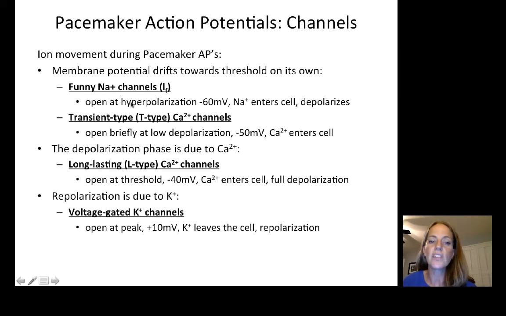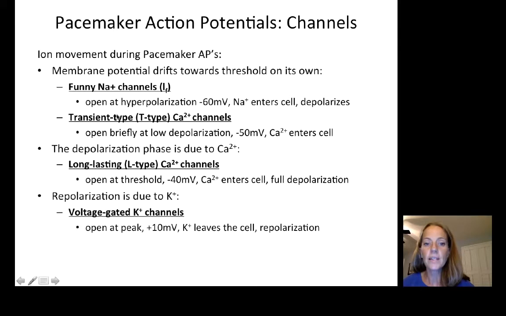So these are voltage-gated, spontaneously opening channels that open at minus 60. When they open at minus 60, they are sodium channels, so sodium is going to enter the cell, just like it would in a neuron. So you have the same sodium-potassium imbalance in cardiac intrinsic conduction system cells that you have in a neuron. So the sodium will enter the cell. When a positive ion enters the cell, it's going to depolarize or cause the activity to increase.